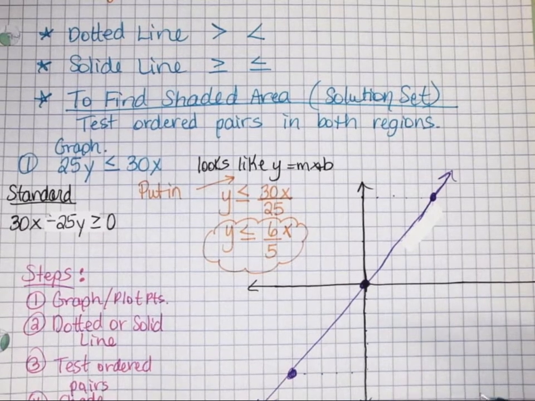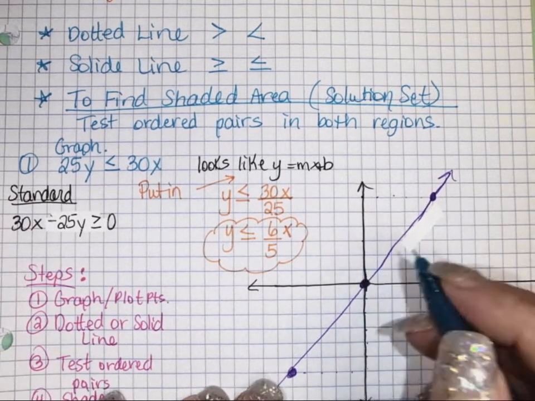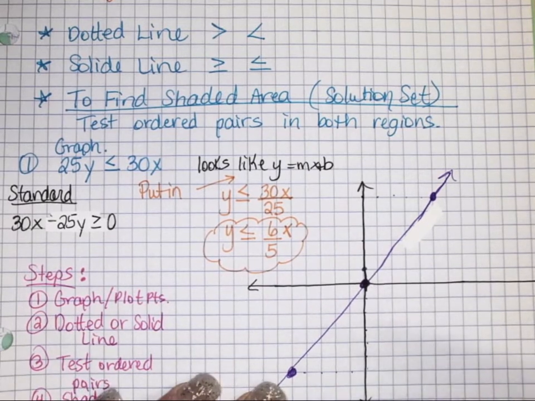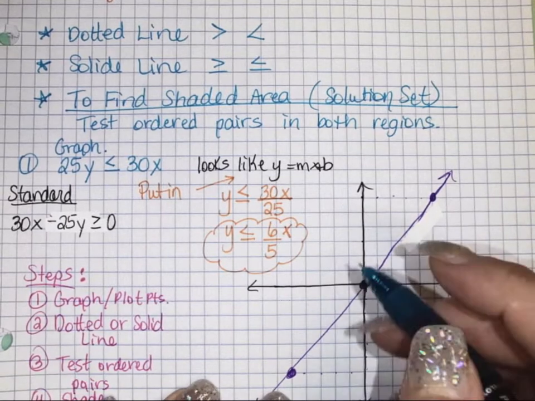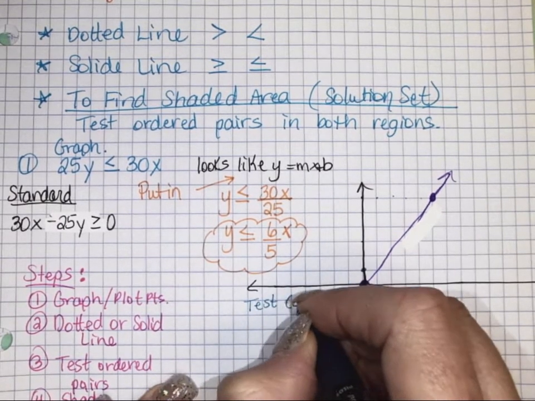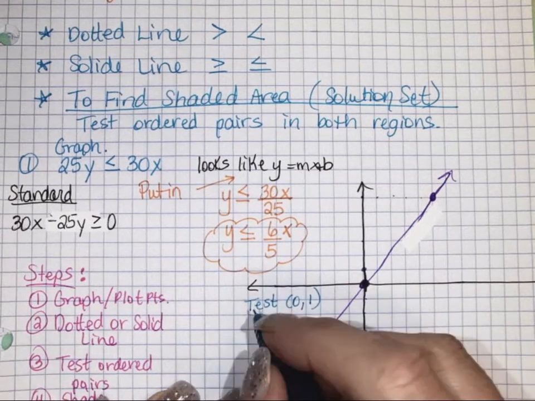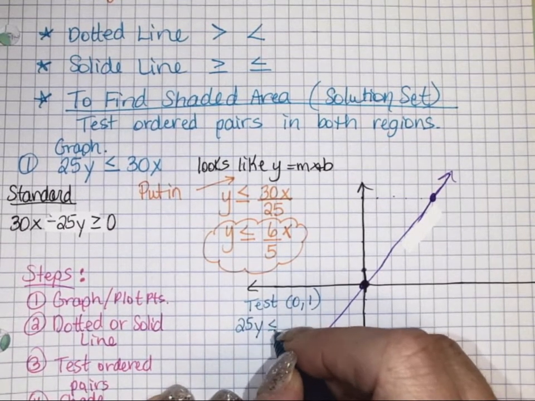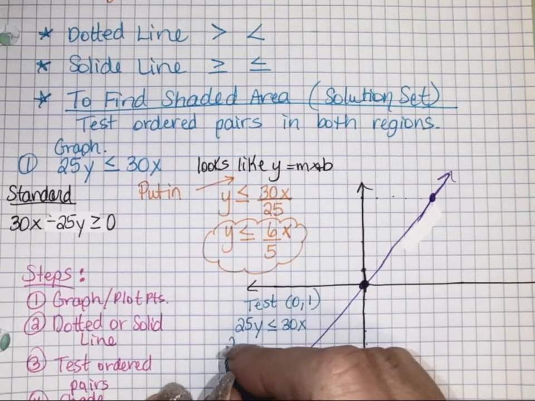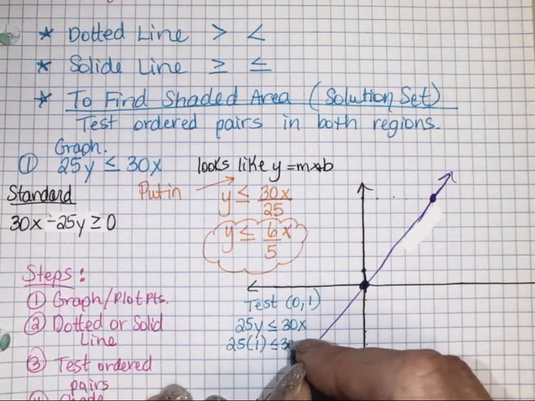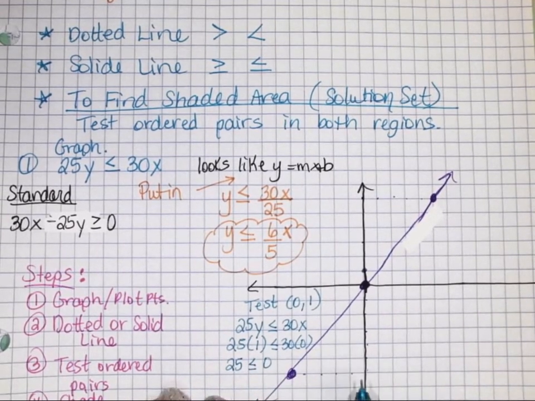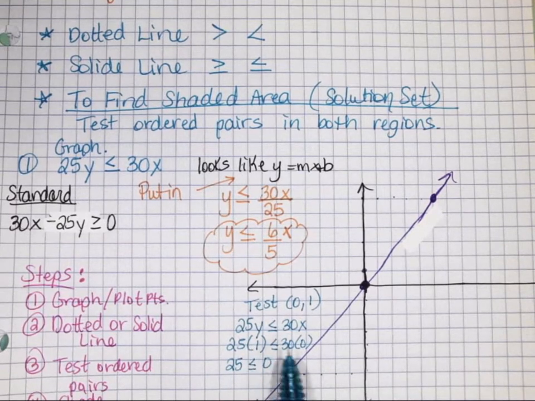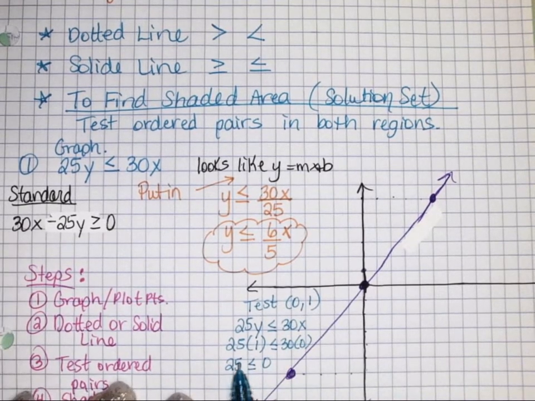I'm going to, of course, pick an easy one. So I'm going to pick 0, 1. So I'm just going to pick a point up here and test it out and see if it works. If we test 0, 1 from this region in 25y less than or equal to 30x, you plug in 1 for y, plug in 0 for x, and let's see if you get a true statement. So if I plug in 1 and 0, notice that I get 25 is less than or equal to 0. And we know that's not right.